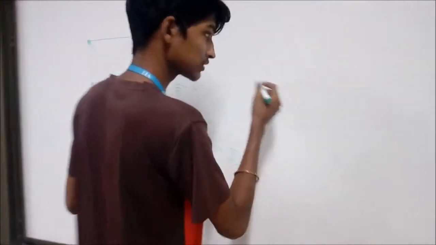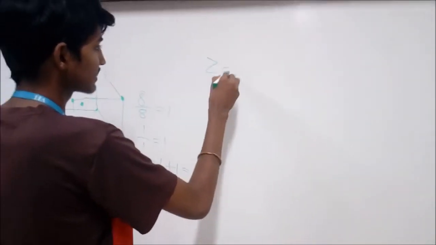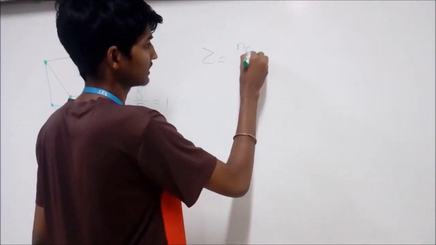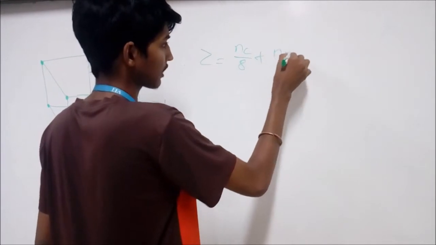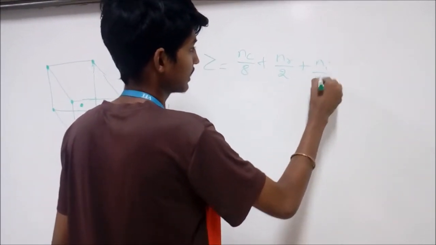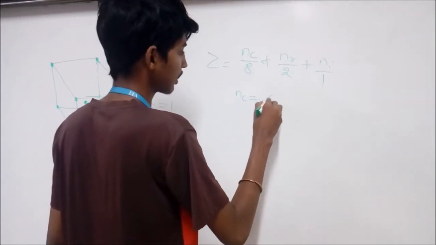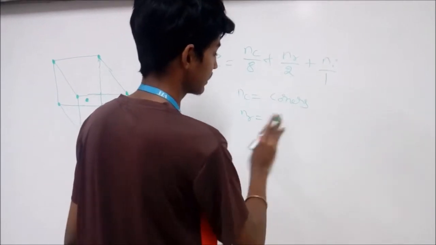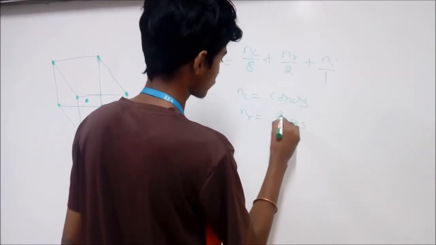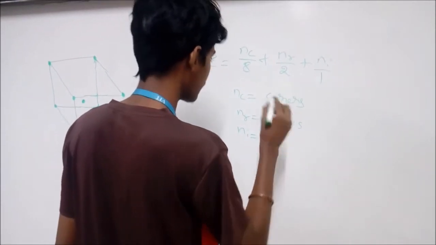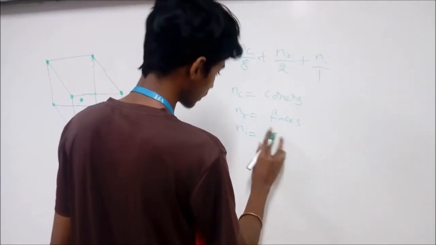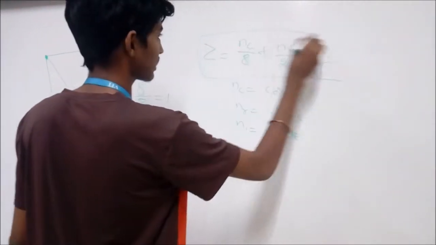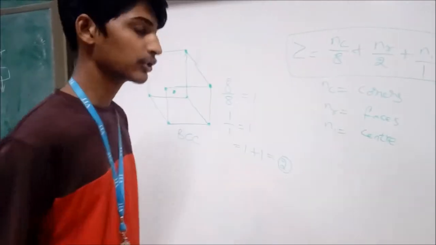Therefore we can generalize the formula as Z, where Z is the actual number of atoms in a unit cell. The formula can be written as Nc by 8 plus Nr by 2 plus Ni by 1. Here Nc is the number of atoms in the corner, Nr is the number of atoms in the faces, like in FCC, and Ni is the number of atoms in the center of the cubic cell. So by using this formula you can find the number of atoms in a unit cell for the cubic unit cells.